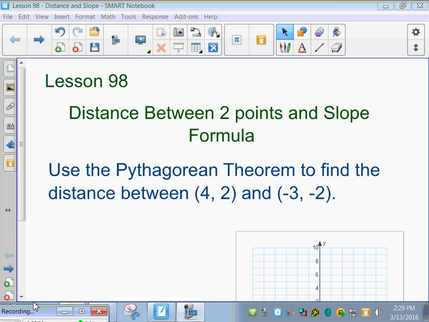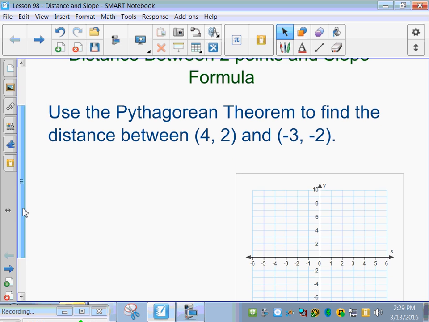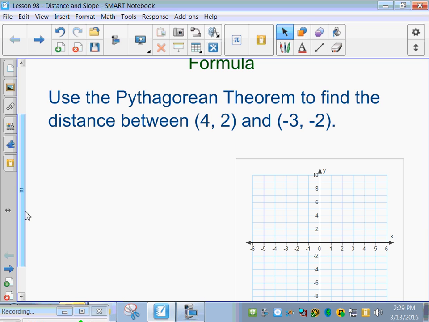All right, lesson 98 is finding the distance between 2 points and the slope formula. So, use the Pythagorean theorem to find the distance between (4, 2) and (-3, -2).